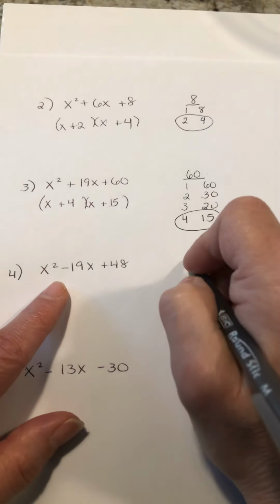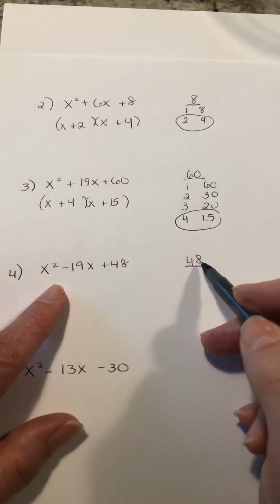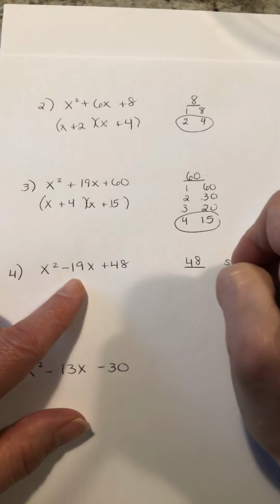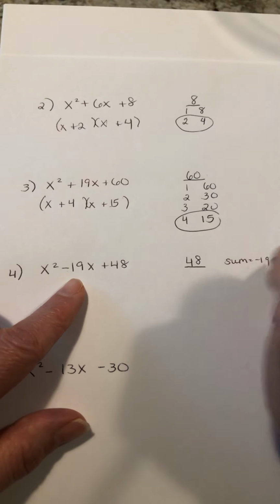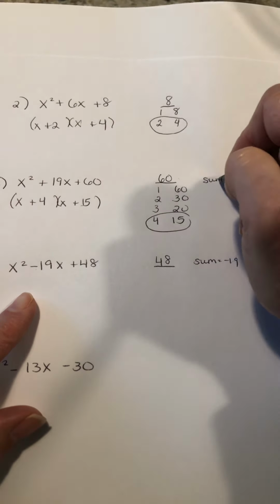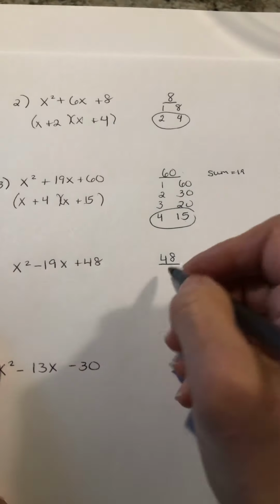So we're still going to follow the same process, only this time I'm looking for factors of a 48 whose sum is a negative 19. So I'm going to just write that here. Sum is a negative 19 over here. The sum was a positive 19. All right, so let's think about our factors.